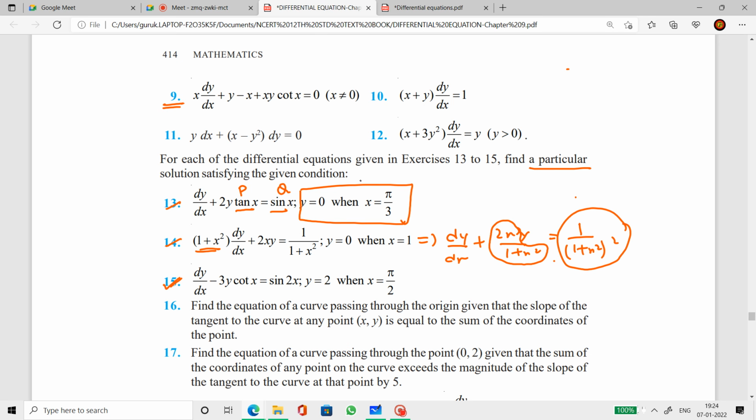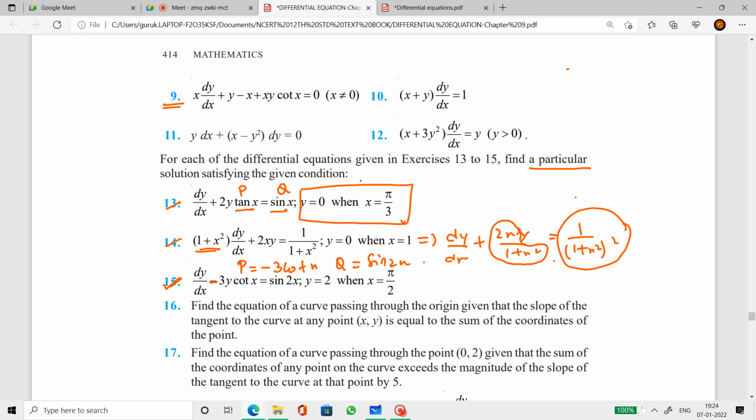15th question, dy by dx form, P equals minus 3 cot x. Most of the time I've seen students missing this minus. They leave the minus and take 3 cot x as P. The whole sum will be wrong then. P is just the coefficient of y, so you have to take it along with the sign. So P equals minus 3 cot x and Q is sin 2x.